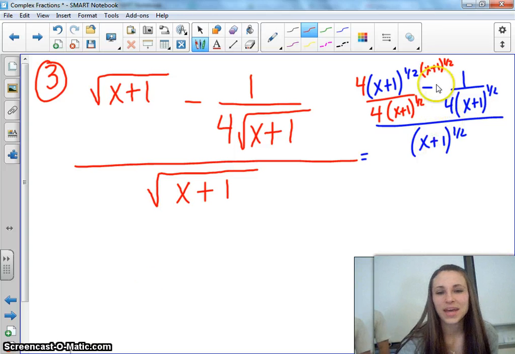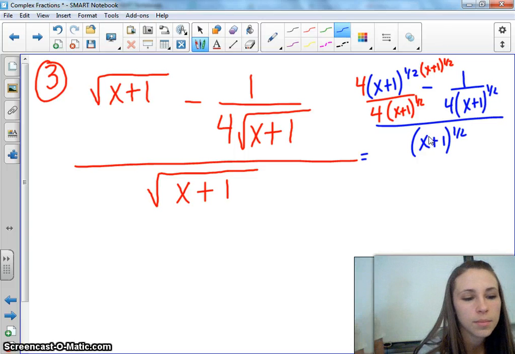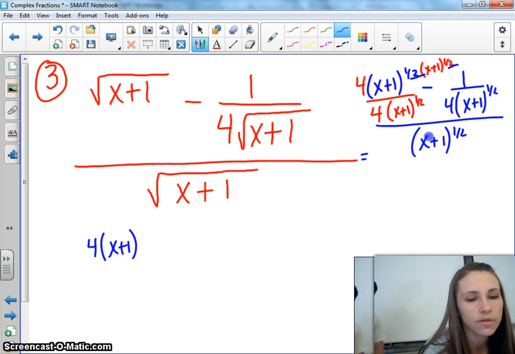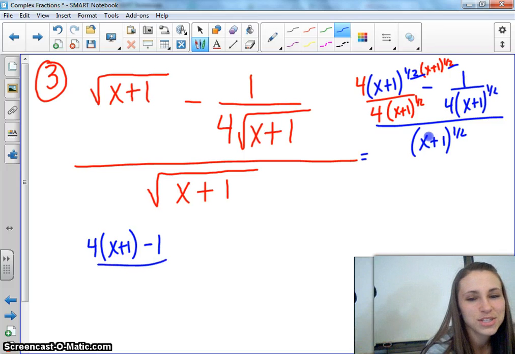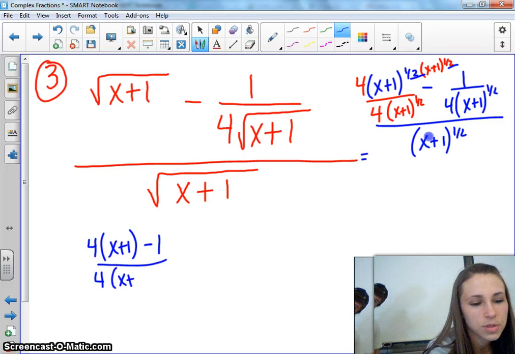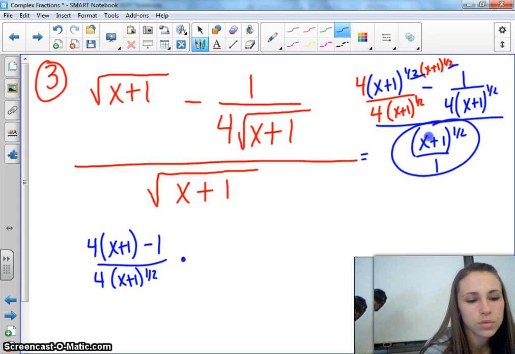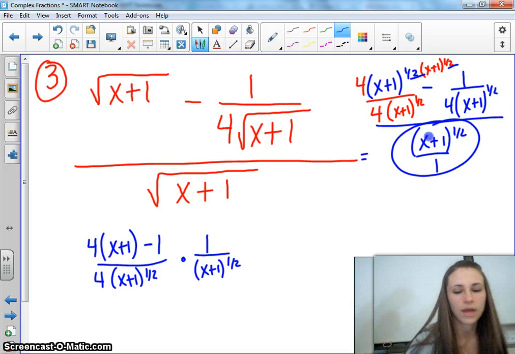Okay, so then I'm going to go ahead and multiply across the top here. Alright, so when I do that, I'm going to come down here and do it, a 4 times, now 1/2 plus 1/2 is just 1, so that's x plus 1 to the 1st, and then minus 1 on top. And so then on the bottom of that is just the common denominator. So this is going to be over 4 times x plus 1 to the 1/2, and then this I'm going to go ahead and take and flip. So times 1 over x plus 1 to the 1/2.